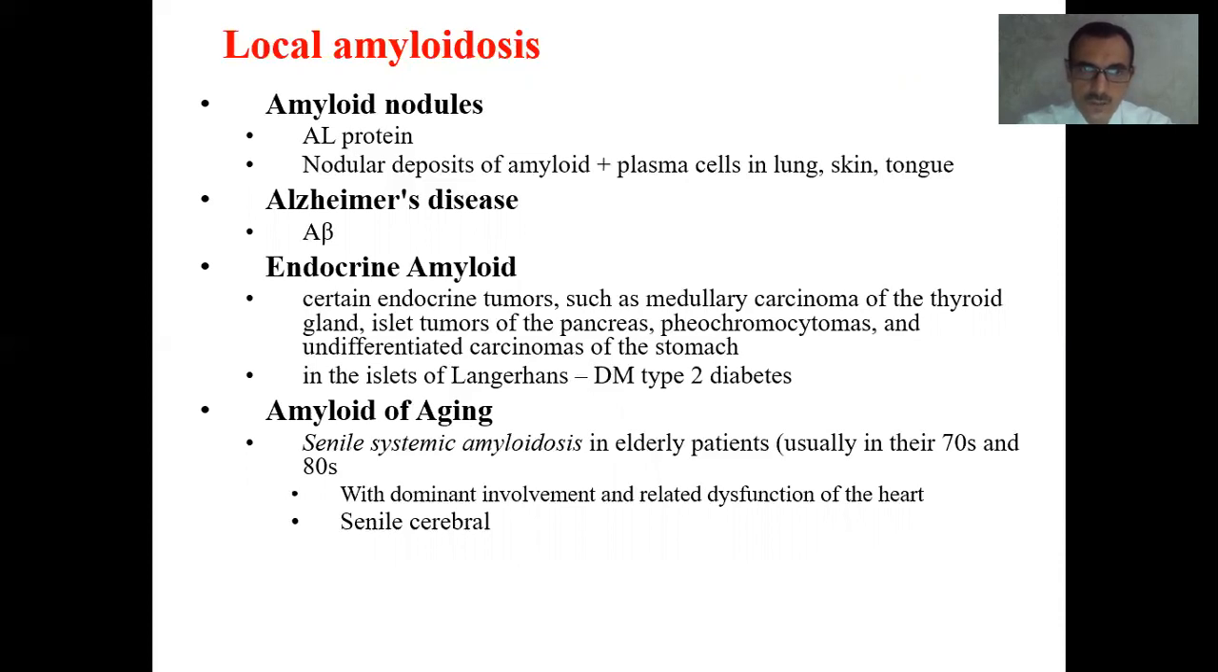Also, one type of local amyloidosis is the amyloid of aging. Senile systemic amyloidosis occurs in elderly patients, usually in their 70s and 80s, with dominant involvement and related dysfunction of the heart. Also, one type is senile cerebral amyloidosis.